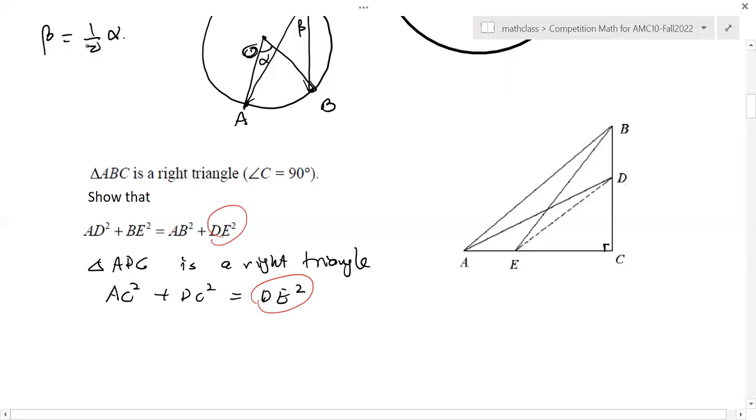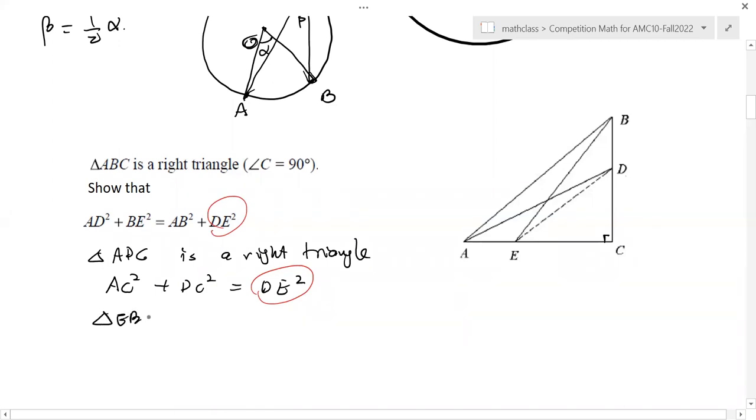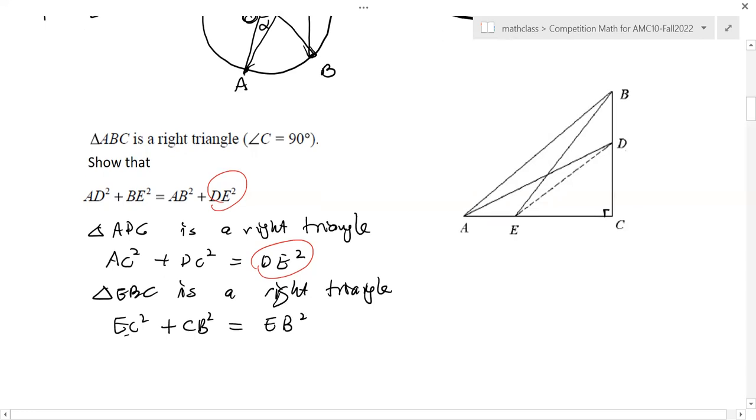And how do you get AB? We also have another triangle we can try, EBC. The triangle EBC is also a right triangle. Therefore you have EC squared plus CB squared equals EB squared. So now you have many identities.